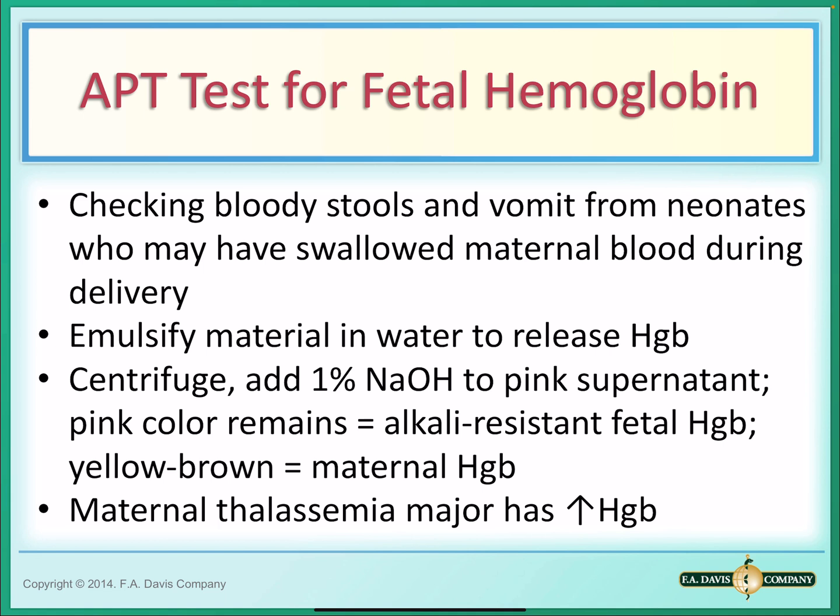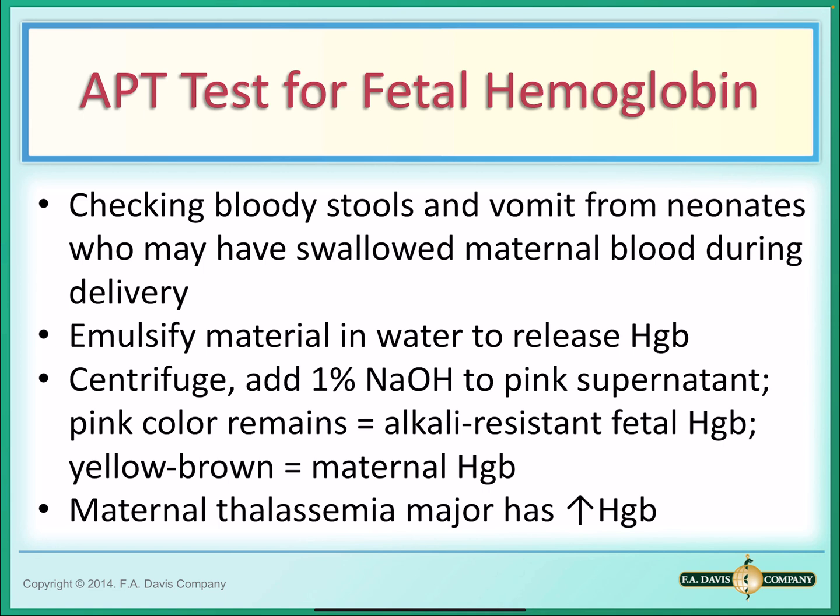The material to be tested is emulsified in water to release the hemoglobin, and after centrifuging the sample, 1% sodium hydroxide is added to the pink hemoglobin-containing supernatant. In the presence of an alkali-resistant fetal hemoglobin, the solution remains pink. That's when there is hemoglobin F. Whereas denaturation of the maternal hemoglobin, which is hemoglobin A, produces a yellow to brown supernatant after standing for 2 minutes.